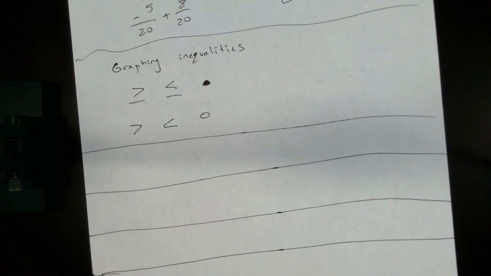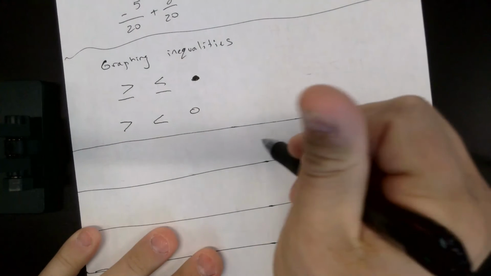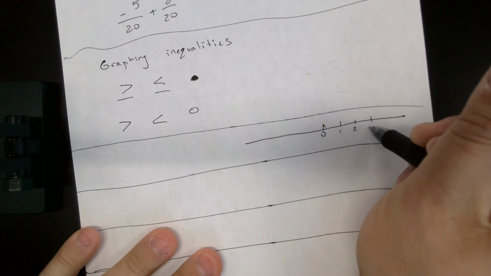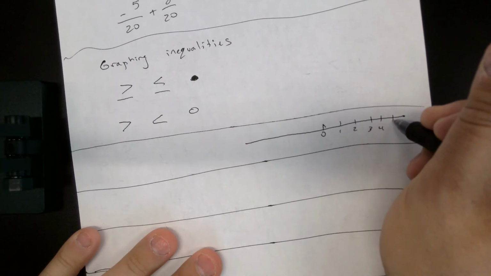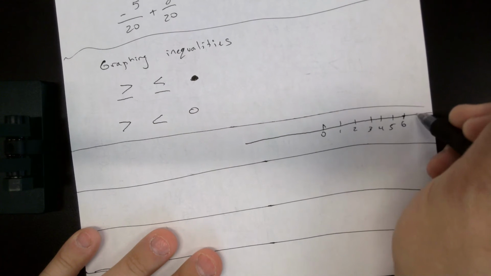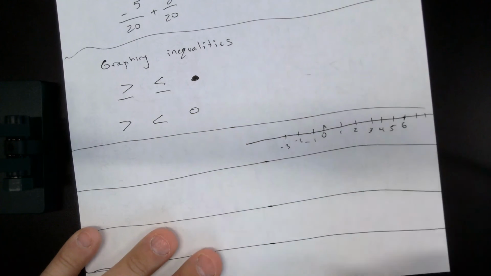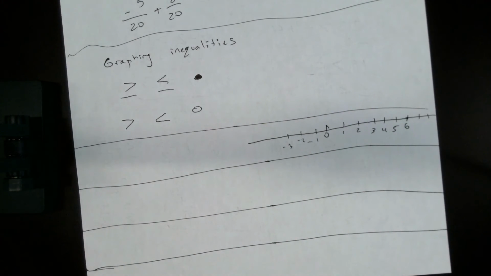Inequalities are normally graphed on number lines. Okay, they're usually graphed on a number line. Now, a number line looks like this. It looks like there's 0, 1, 2, 3, 4, 5, 6, and so on, right? And then negative 1, negative 2, negative 3, and so on. That's an example of a number line.